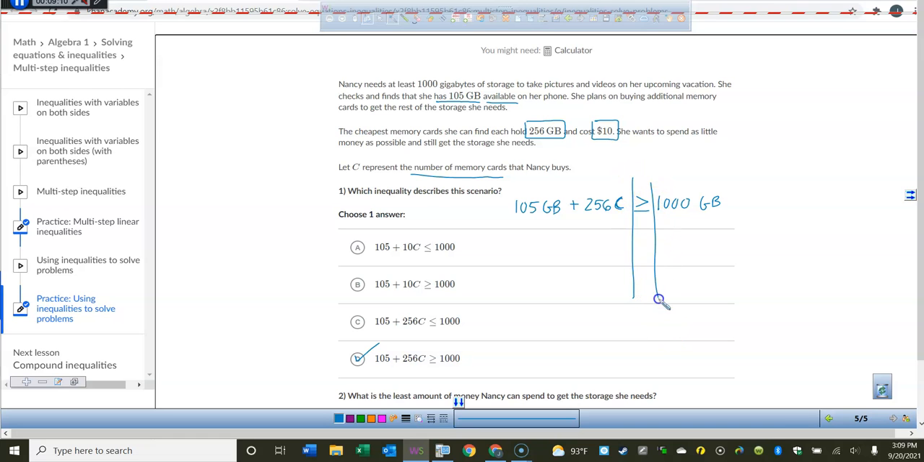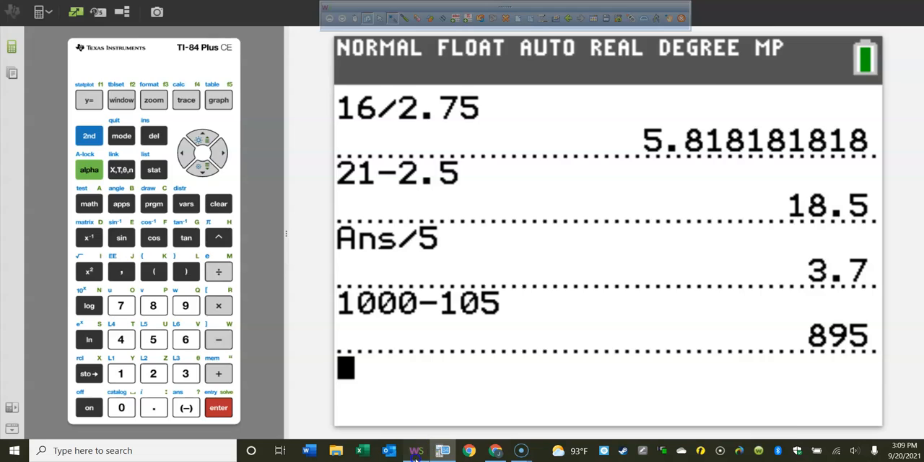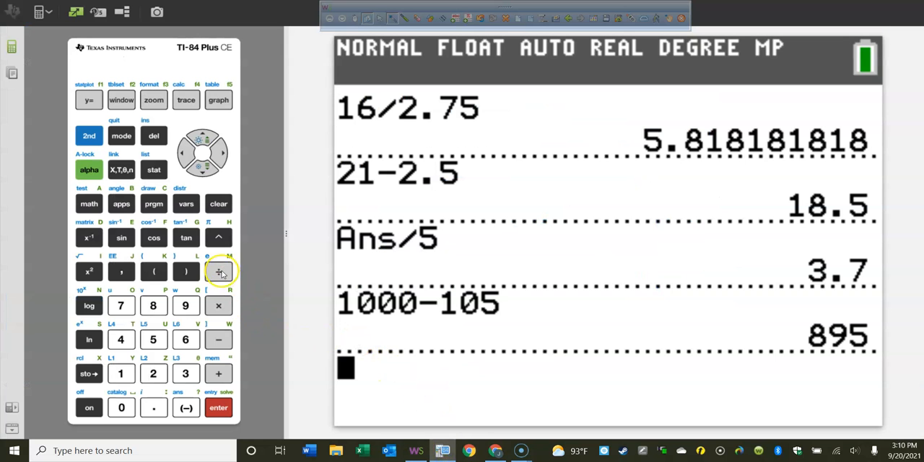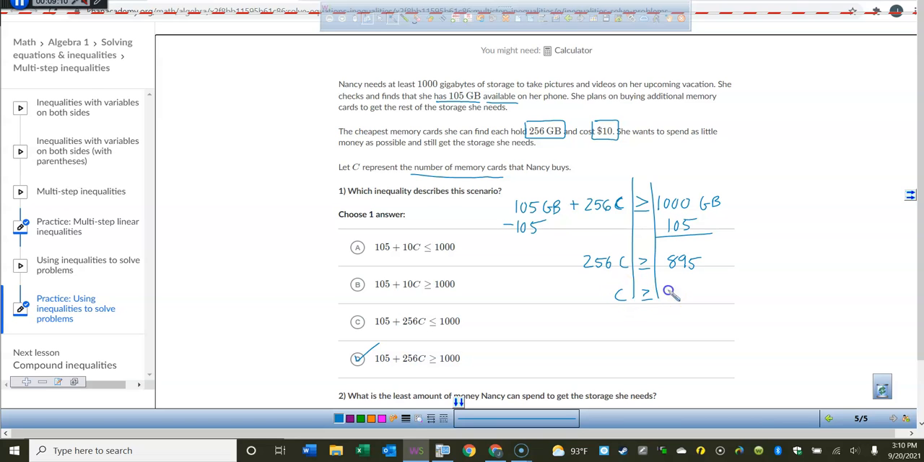Now we're going to figure out how many memory cards she needs. We take away 105, and that's 256C has to be greater than or equal to 1,000 minus 105, which gives us 895. Each card only gets 256, so we divide that by 256, which is about 3.5. So C has to be greater than or equal to 3.5.